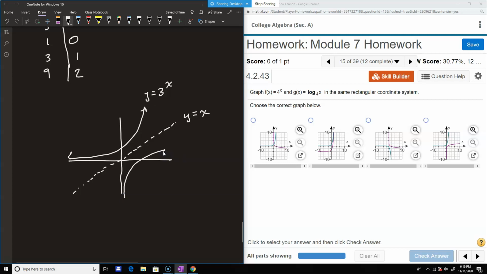So this is the graph of a log. In general, you're going to have two possible graphs of a log, right? One that has a shape according to exponential growth, and one according to exponential decay. Here, the base was 3, so this is like an exponential growth one. Okay, which one looks like that? D.